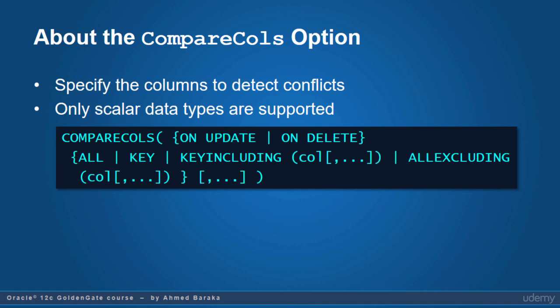With the COMPARECOLS option, you specify the columns that will be used by the replicat to detect the conflicts. It supports only scalar data types like VARCHAR2, NUMBER, and DATE. Similar to the GETBEFORECOLS option, you define a set of columns for either update operations, delete operations, or both of them. And as in the GETBEFORECOLS option, you can define all the columns, specific columns, only primary key columns, or all the columns except specific columns. I will show you some examples in the next slide.